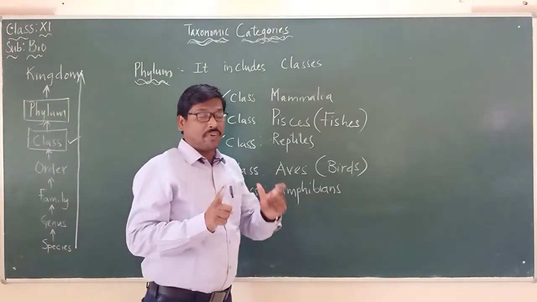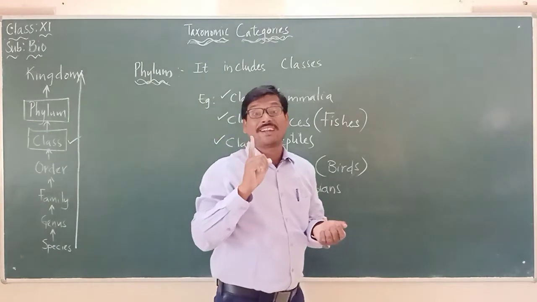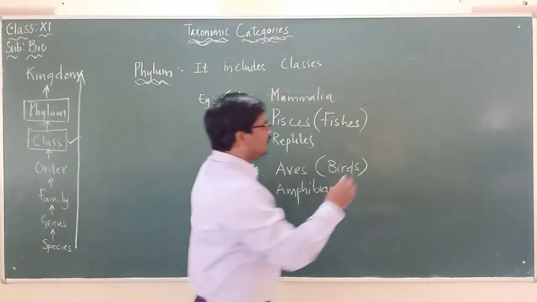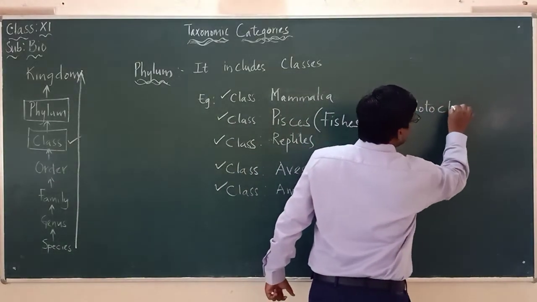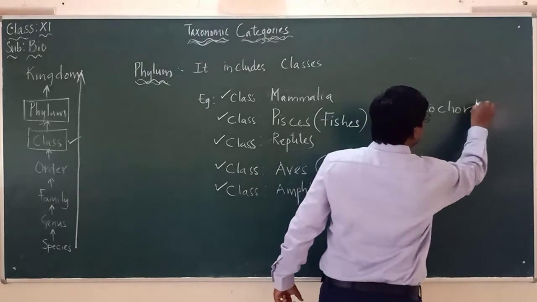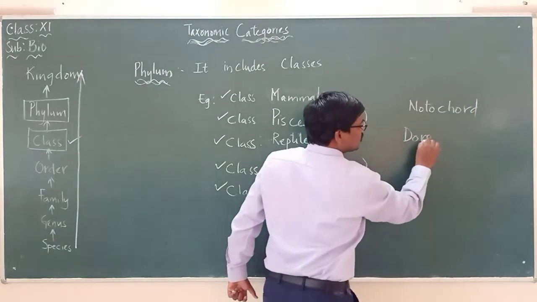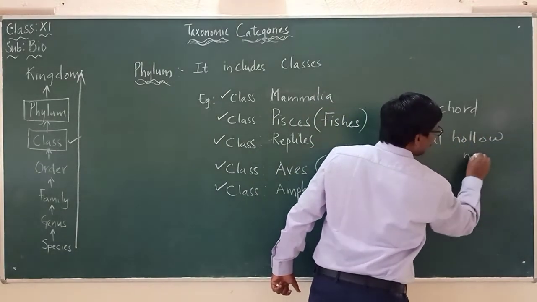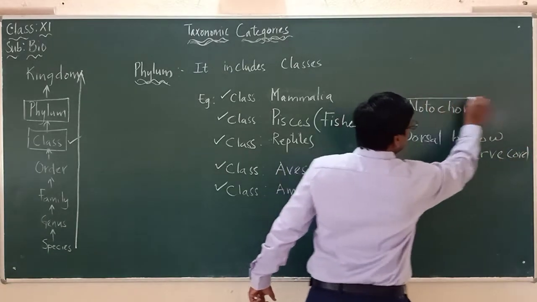And please remember, when we are discussing the phylum, a very important characteristic based on which all these are placed is the presence of the notochord and the dorsal hollow nerve cord. Presence of these two.